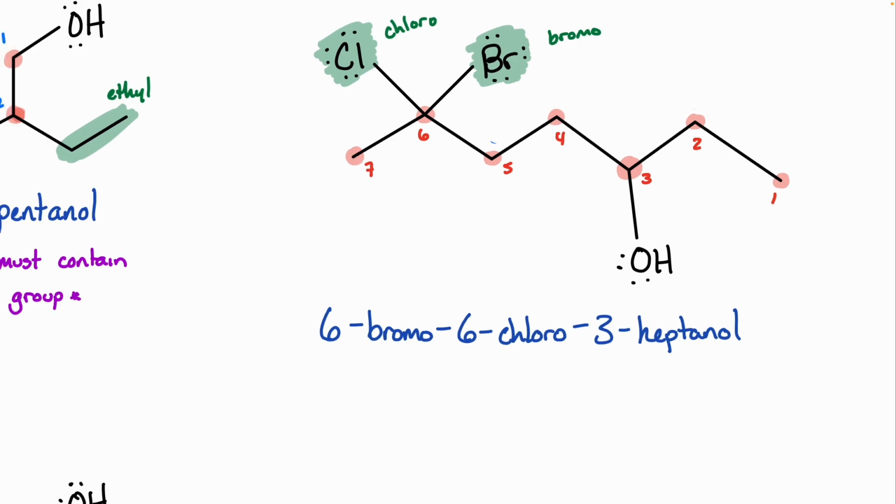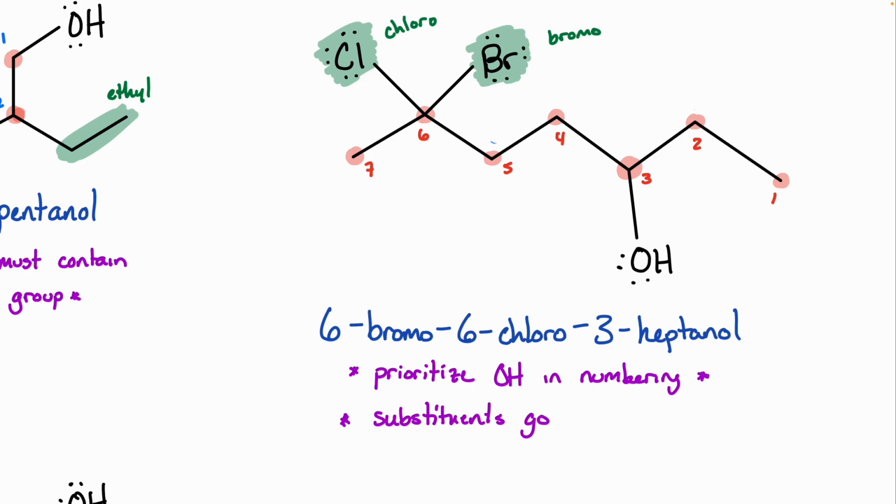All right, so again, we're going to use this example here to illustrate 2 important points. One, we prioritize the OH in our numbering. All right, but also in our name, our substituents go in alphabetical order.